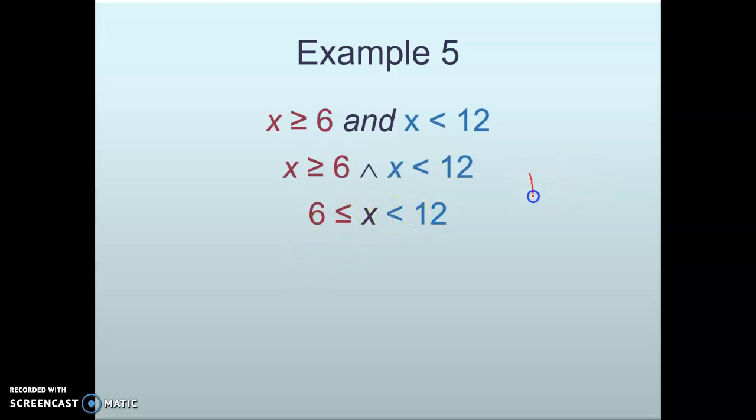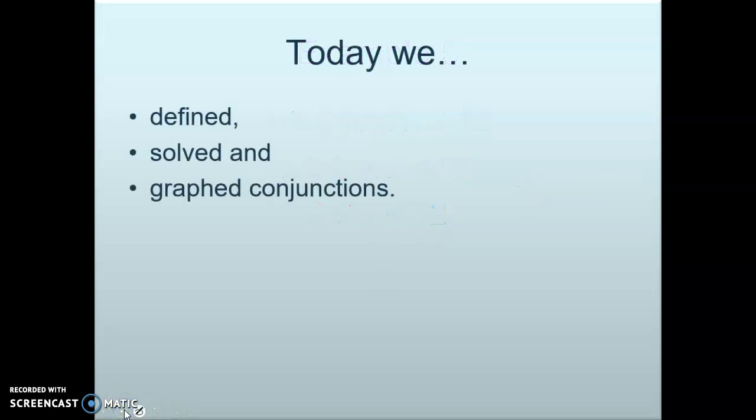On a number line, that would look like this. Let's just put a 6 and a 12 here randomly. x is greater than or equal to 6, so solid dot here going to the right. And it's less than 12, so open dot going to the left. So there is our solution set on the number line.